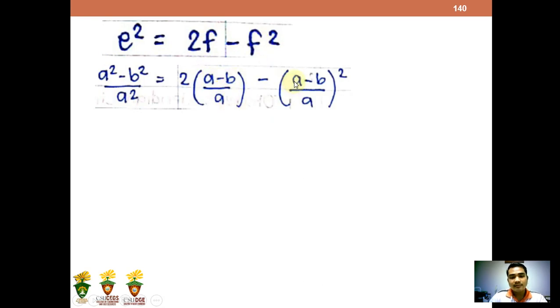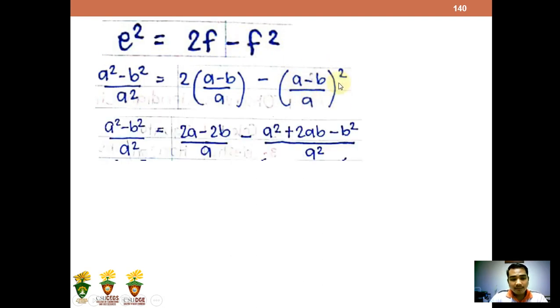And we will substitute. f is equal to a minus b over a. Squared, mathematically manipulated. We will distribute, so we have 2a minus 2b over a. And then a minus b times a minus b, so we have a squared minus 2ab plus b squared, all over a squared, since a times a is a squared.